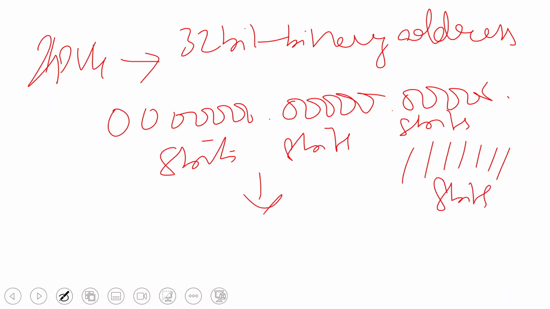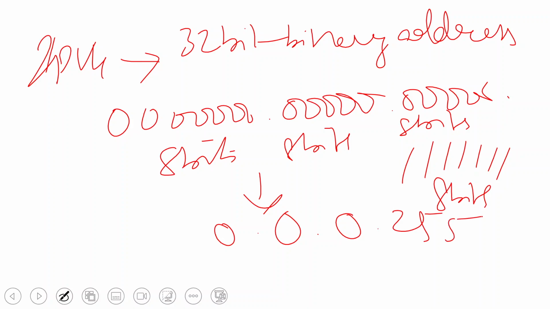We can't remember all these bits every time. If someone asks you what your IP address is, it doesn't look good to say, hey, my IP address is 00000000 dot 00000000 dot. It's too complicated. So for that reason, people started denoting this binary address in decimal notation. For example, this is 0.0.0.255.